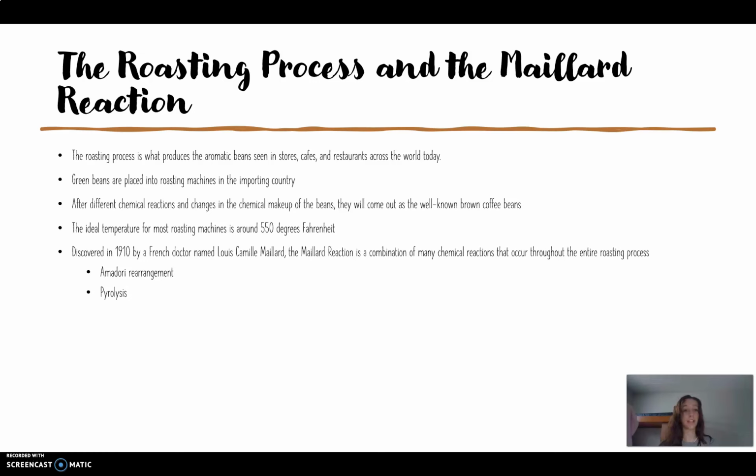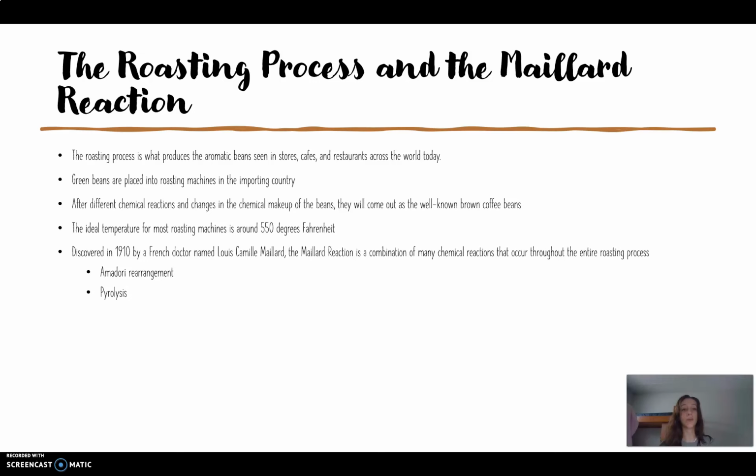After different chemical reactions and changes in the chemical makeup of the beans, they will come out as the well-known brown coffee beans. So some of the chemical changes that they'll go through are part of the Maillard reaction, which is actually a series of multiple reactions.